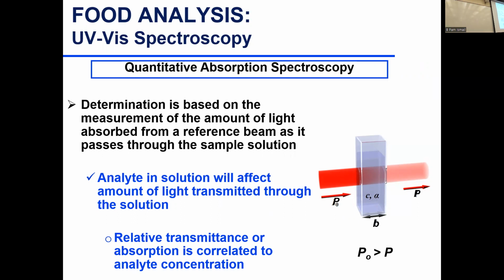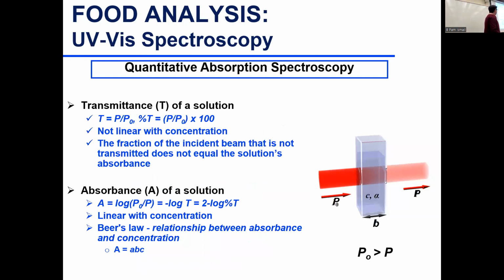C is the concentration, which we are after, and A is absorptivity, which is very unique to the compound. So we're going to learn about the relationship of A, B, C to absorbance. And then when we determine concentration, we usually look at the linear range of absorption versus concentration. So the relative transmittance, that means the transmittance of light, is correlated to analyte concentration, but it is not a linear relationship.